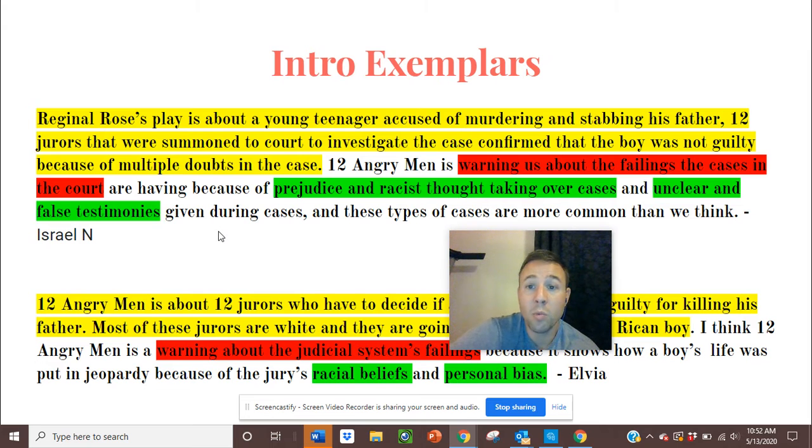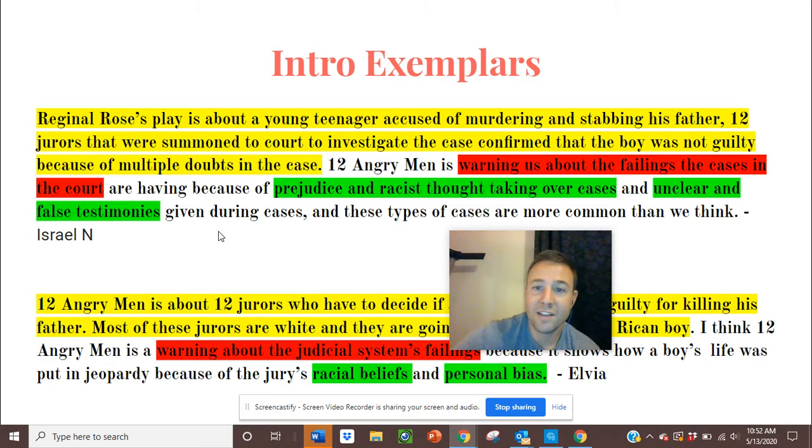12 Angry Men is warning us about the failings the cases in the court are having because prejudice and racist thoughts are taking over cases, and unclear and false testimonies given during cases. And these types of cases are more common than we think, right?